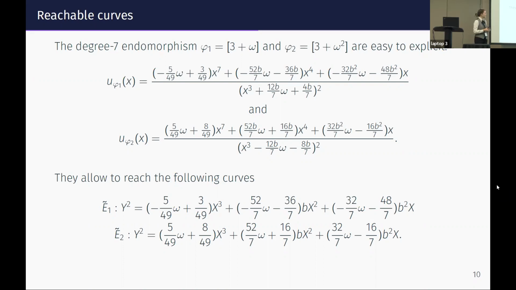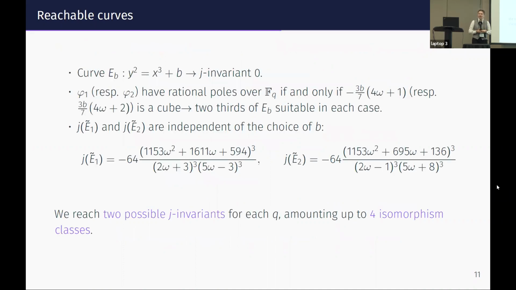Okay, so maybe you are thinking, cool, we can choose any value for b we would want to, and we can reach any kind of elliptic curve we want. Well, actually, it's not that simple. If you look a little bit closely at what we just did, you can see that the original elliptic curve EB always has the same j-invariant, that is 0.